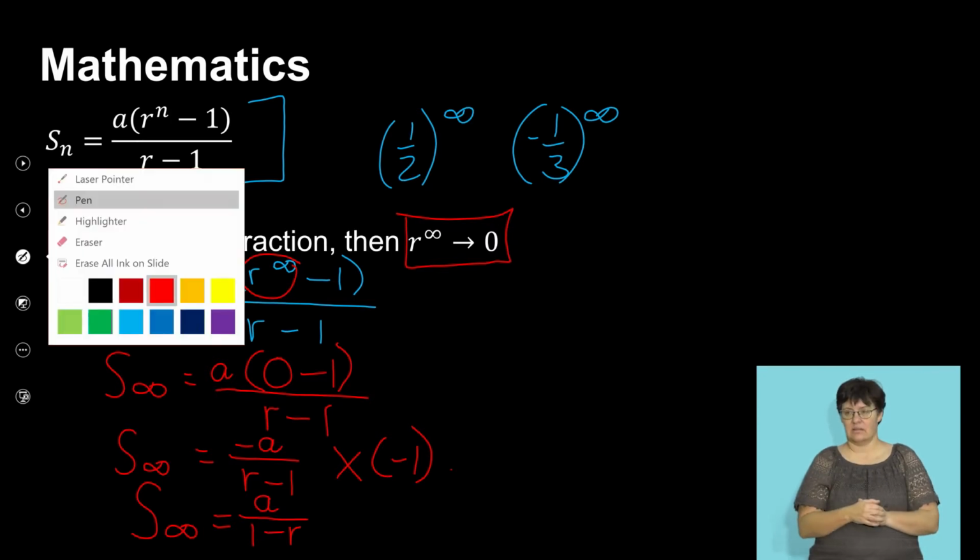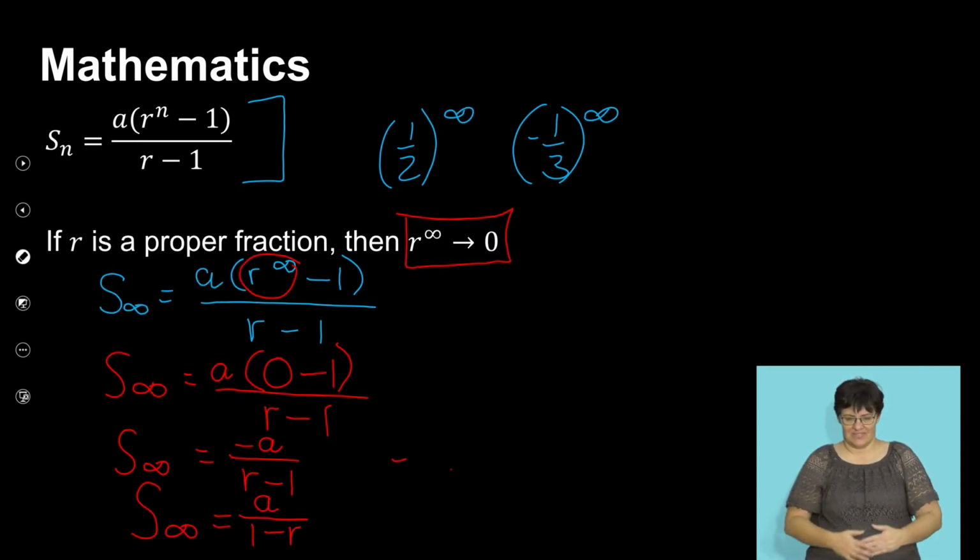Sorry, guys, that's not right. Can I just stop it at sum to infinity is a over 1 minus r? Okay. Thank you. Good luck to the ones that can.